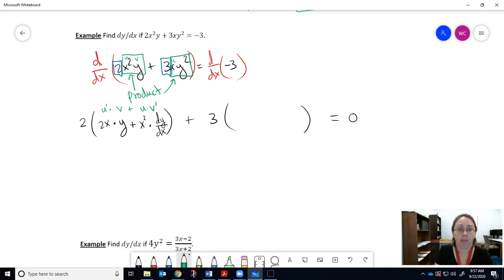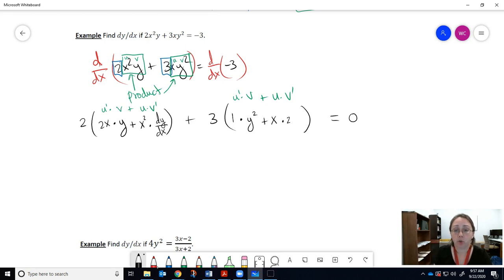Okay? Let's do the other one. So u is going to be our x, v is going to be our y squared. So u prime v plus u v prime. So the derivative of x, that's just 1, times the original v, plus the original u, which is x, times v's derivative. All right, how do we take the derivative of y squared with respect to x? Do your normal power rule.